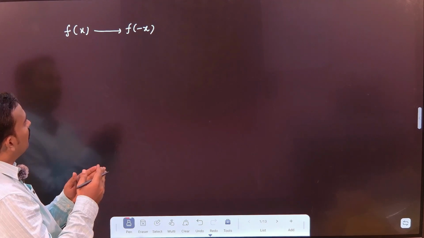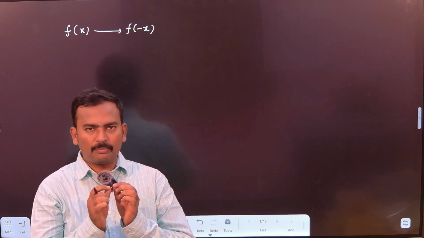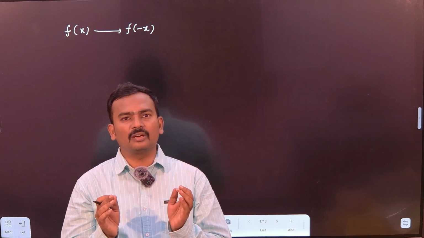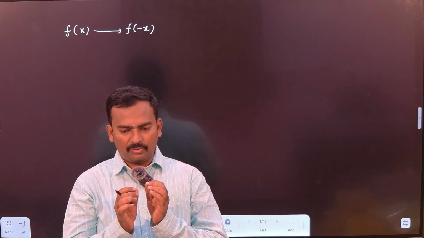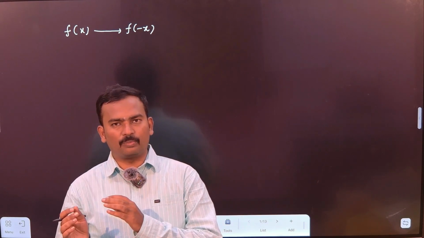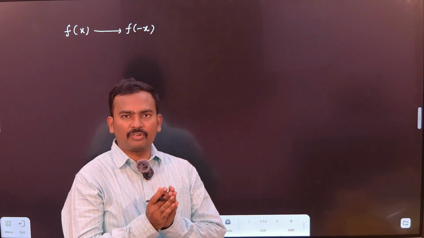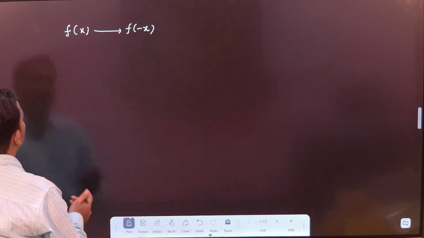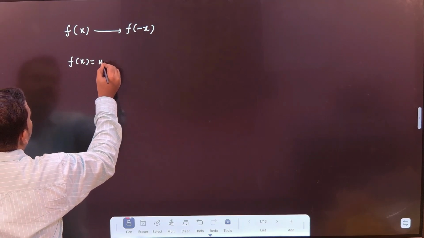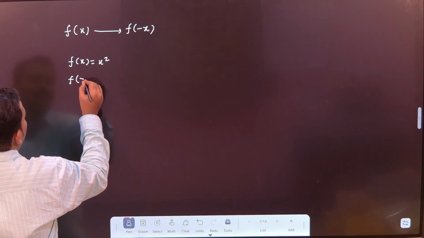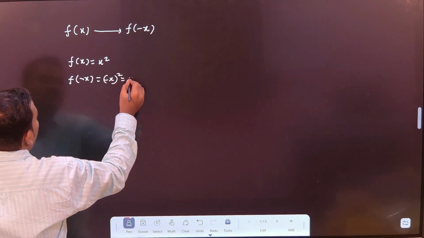You can see, so if you replace x by minus x, there is no change. F of minus x equal to f of x, right? That is an even function. You can see, let me take f of x equal to x square. Just replace x by minus x, what will we get? Minus x whole square, it will be x square.